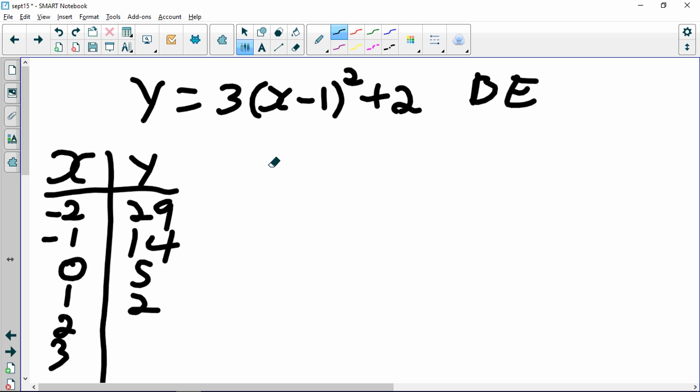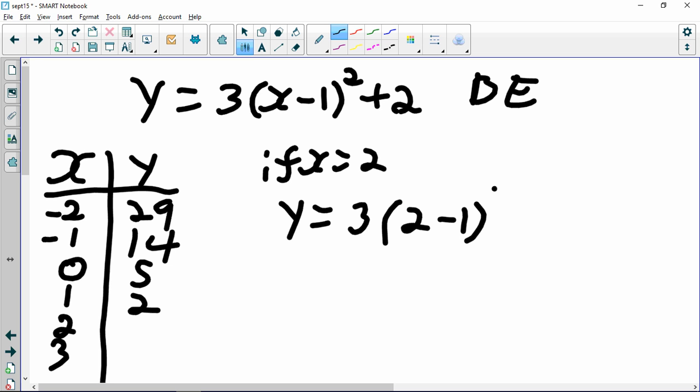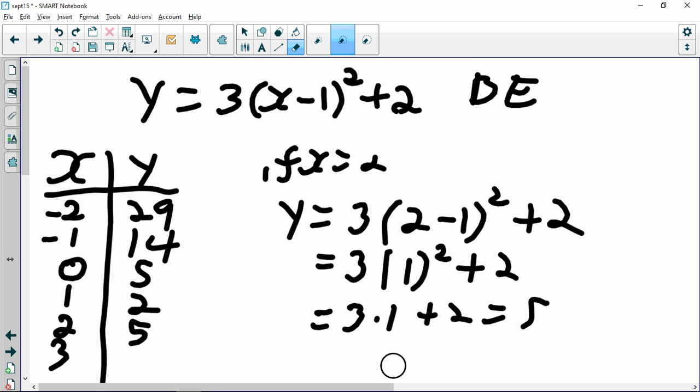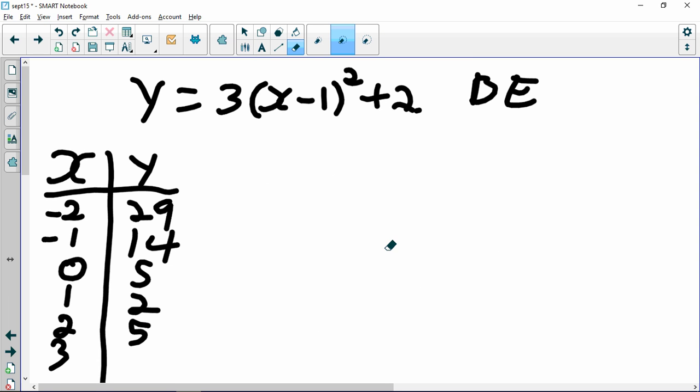If x is equal to 2, y is 3 times (2 minus 1) squared plus 2. So it is 3 times 2 minus 1, which is 1, squared plus 2. 1 squared is 1. That's 3 times 1 plus 2. And that's equal to 5. See how we've gone up to 5 again? Now remember, these parabolas always come out symmetrical, so at this point we can anticipate the next number should come out to 14, but let's just verify.